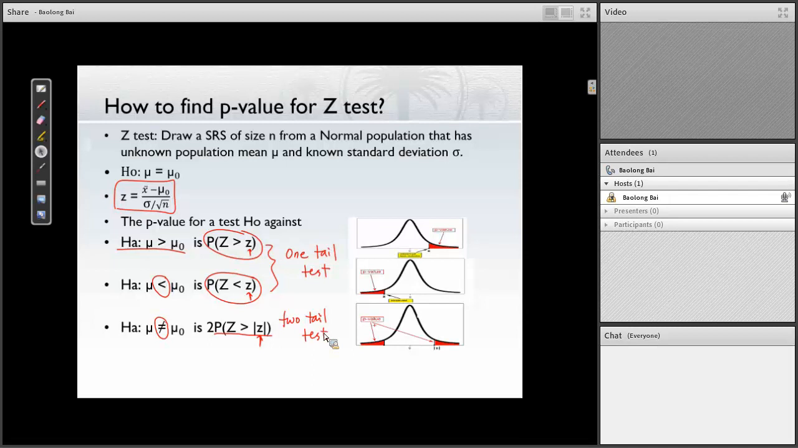So basically, if you read a research paper talking about a one-tailed test versus a two-tailed test, you're talking about the alternative hypothesis being either a greater than or smaller than sign for a one-tailed test, and simply a not equal sign for a two-tailed test.